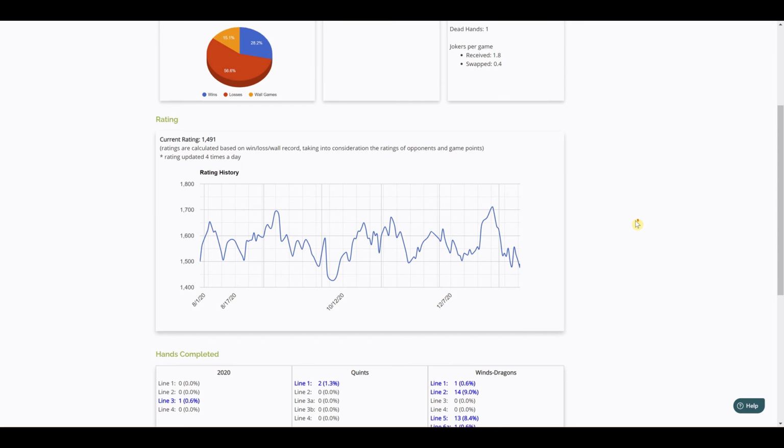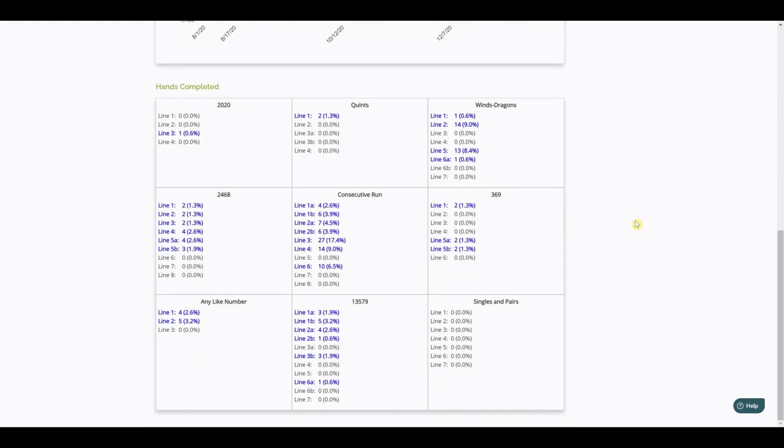The third section on the stats page shows a representation of the card. Due to copyright restrictions, we can't actually show the winning combinations, just the line number in each section. Next to each line, you'll see how many times you've completed that particular hand and what percentage of your overall wins it represents. Completed hands are highlighted in blue, making them easier to spot.